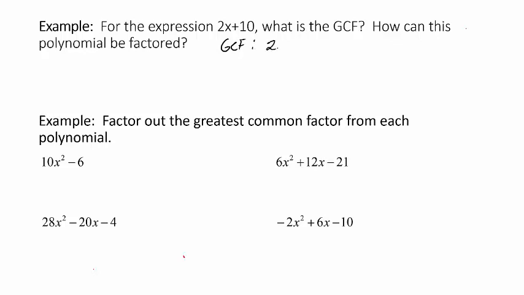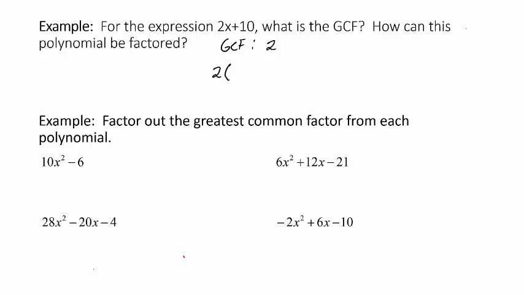Okay, so if we know that the GCF is 2, and we want to factor this out, the goal is 2. We know that if we take 2 and multiply it by something else, we should be able to get 2x plus 10, because we know that 2 is a common factor to both of those terms. So it's kind of like the distributive property in reverse.